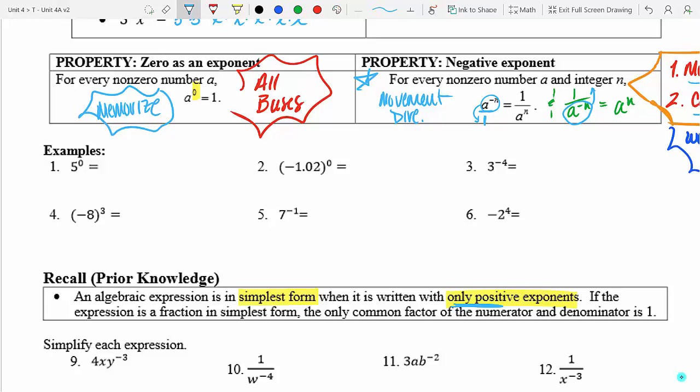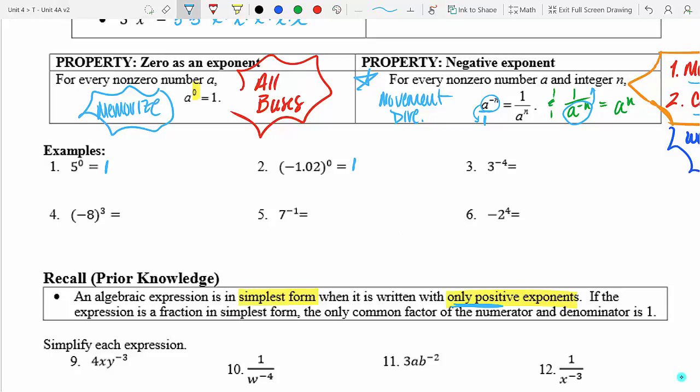Okay, so let's do some examples now. Example, 5 raised to the 0 power. Well, we just learned that every one of those is going to turn into 1. Here's a more complicated one, negative 1.02 raised to the 0 power. That's just going to turn into 1. Doesn't matter what it is.